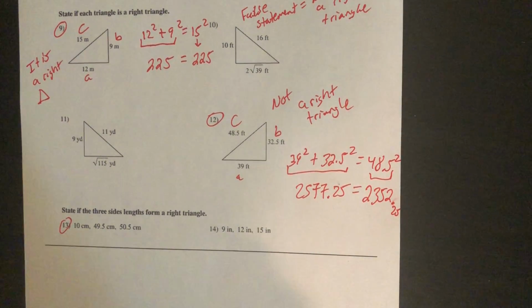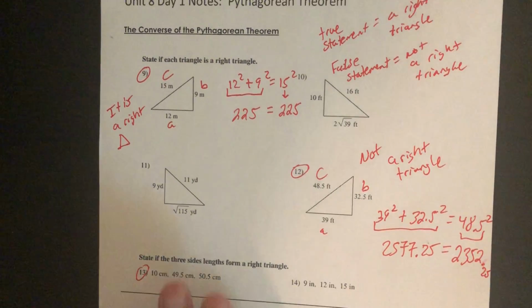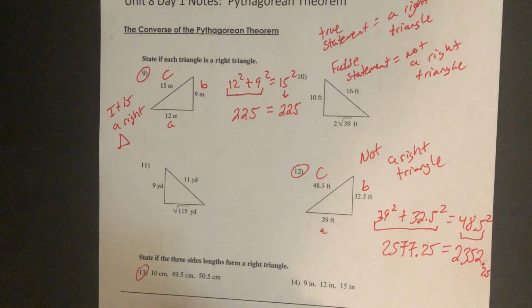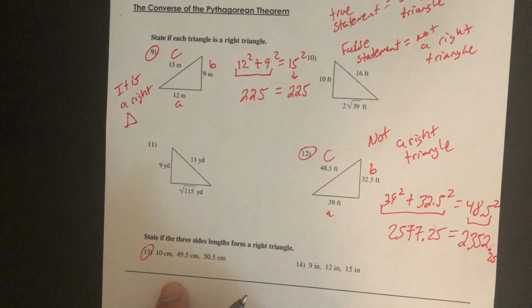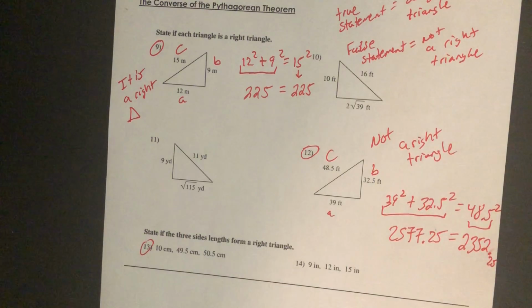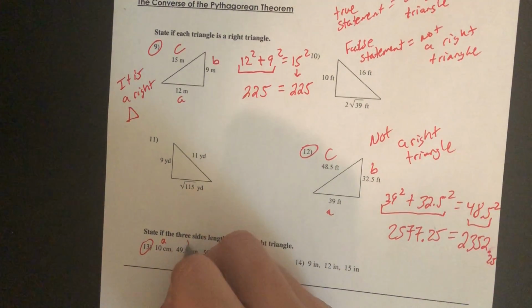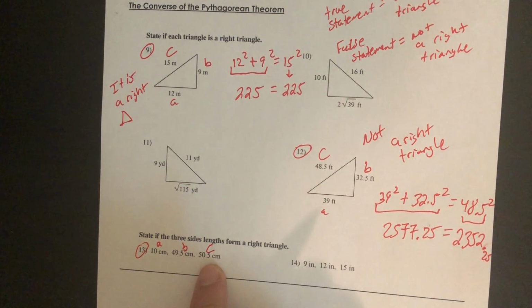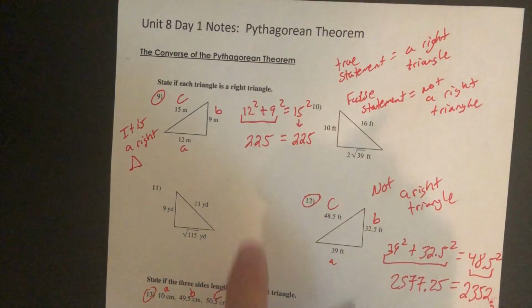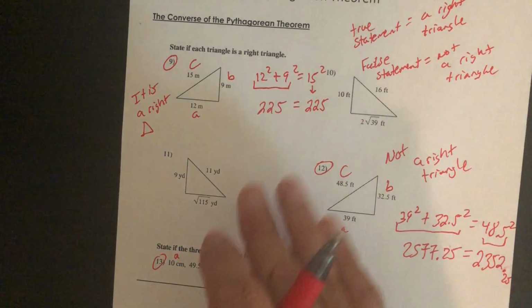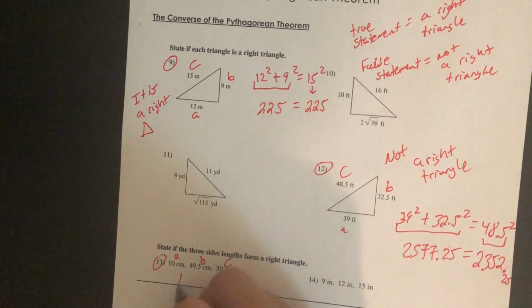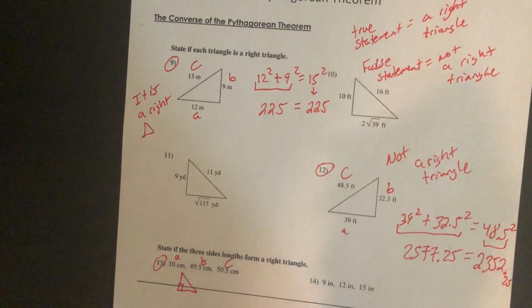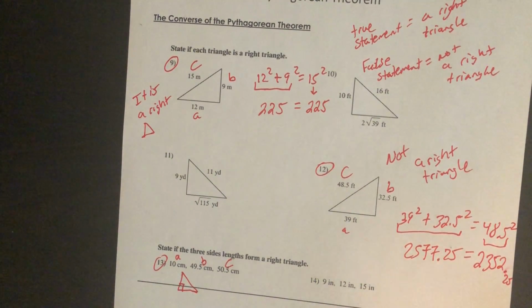Okay, we're not going to do number 13 because that's identical to number 9. The only difference is that this one, they didn't give you a picture. So you know that this is going to be A, B, and C because this is the largest number. Just plug it into your theorem, do the same steps, and you're going to see that this is a right triangle. Okay? So if you have any questions, let me know.